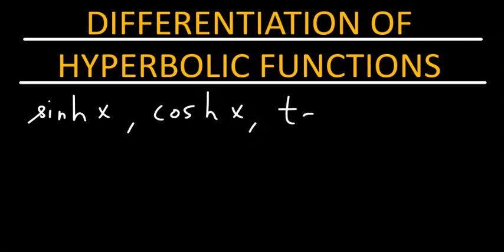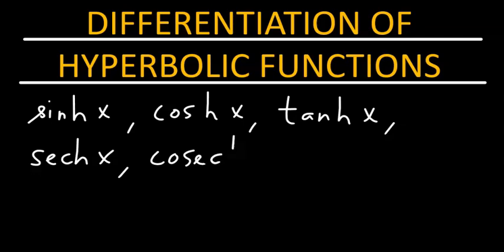Let's look at how to perform differentiation of hyperbolic functions. Examples of hyperbolic functions are as follows: hyperbolic sine, hyperbolic cosine, hyperbolic tangent, hyperbolic secant, hyperbolic cosecant, and so on. Two of the most basic hyperbolic functions are hyperbolic sine and hyperbolic cosine.